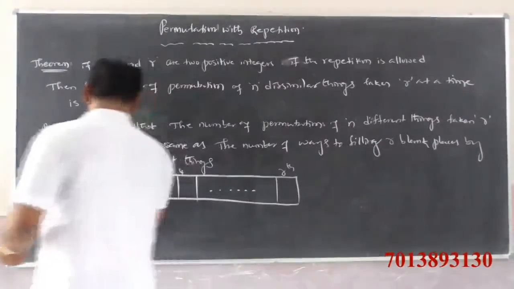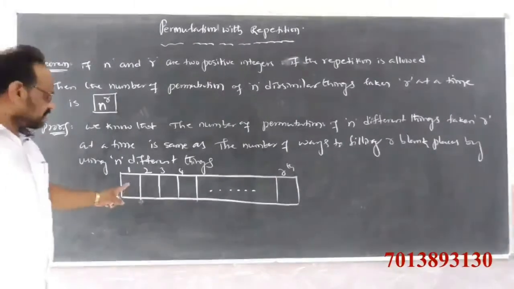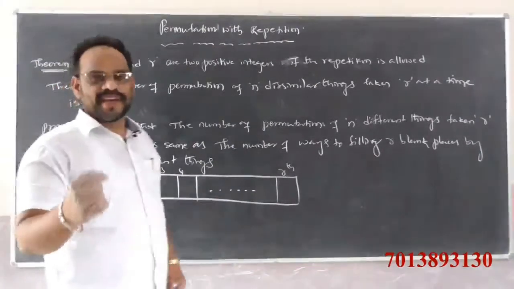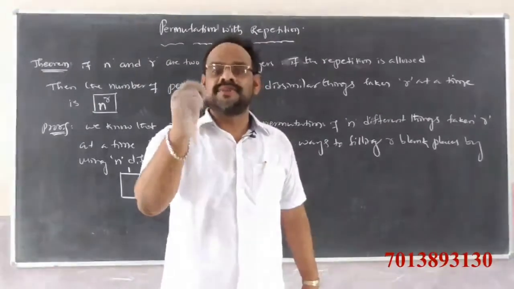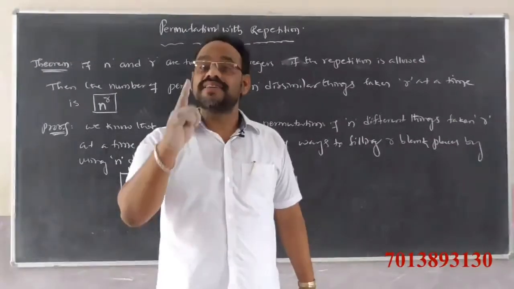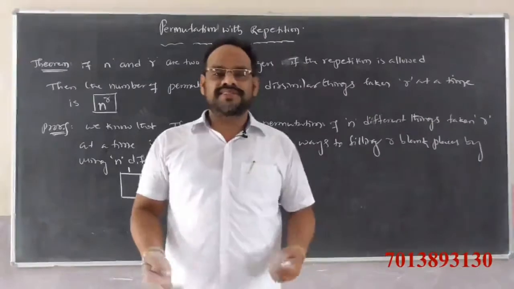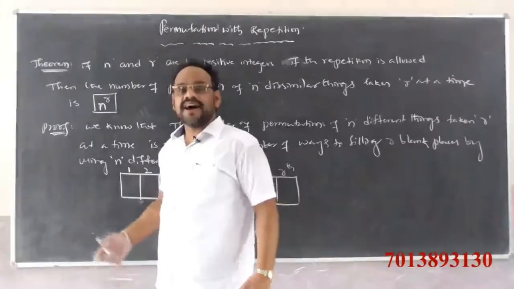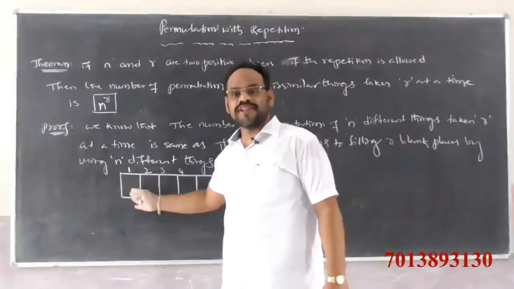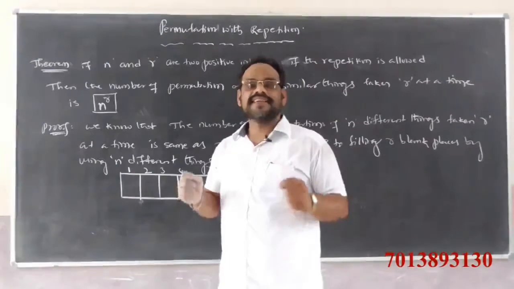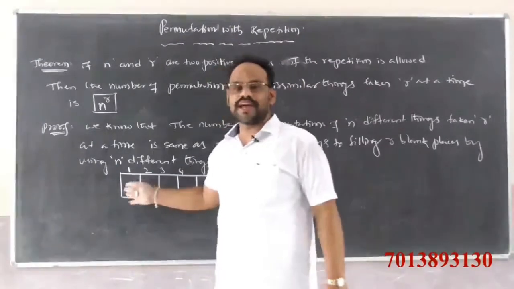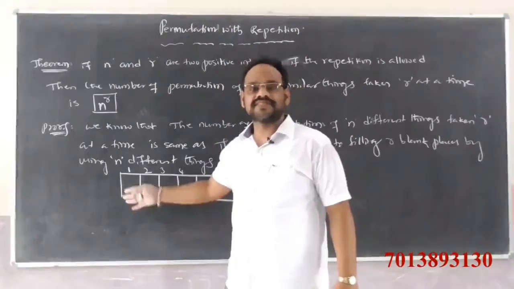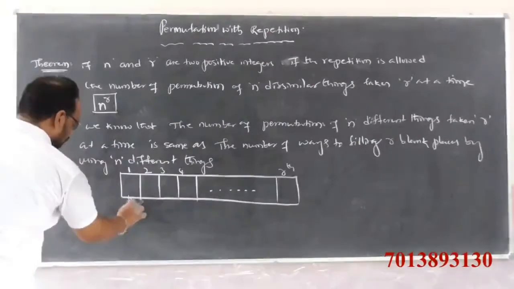How many ways to fill the first box by using n different things? We have n different objects, so we have n chances. How many ways to fill the first blank place? Clearly n ways.